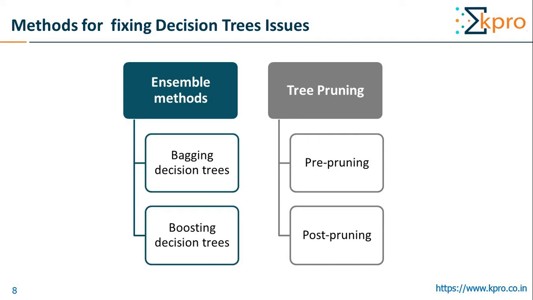The next method is tree pruning. This is the method of removing a part of a tree which has lesser impact on decision making. It is performed to remove anomalies in the training data due to outliers. The pruned trees are smaller and less complex. There are two approaches by which we perform tree pruning. The first one is pre-pruning and the second one is post-pruning. In pre-pruning, the tree is pruned by halting its construction early, while in post-pruning, a subtree from a fully grown tree is removed to remove the impact of the outliers. So these are some methods available for fixing decision tree issues.